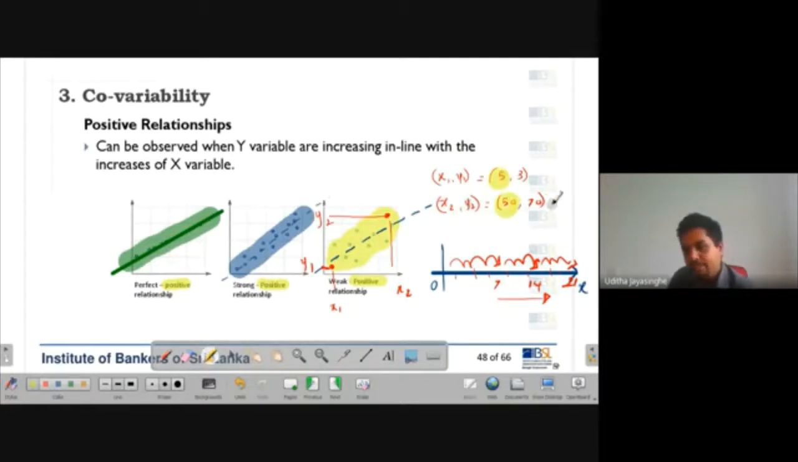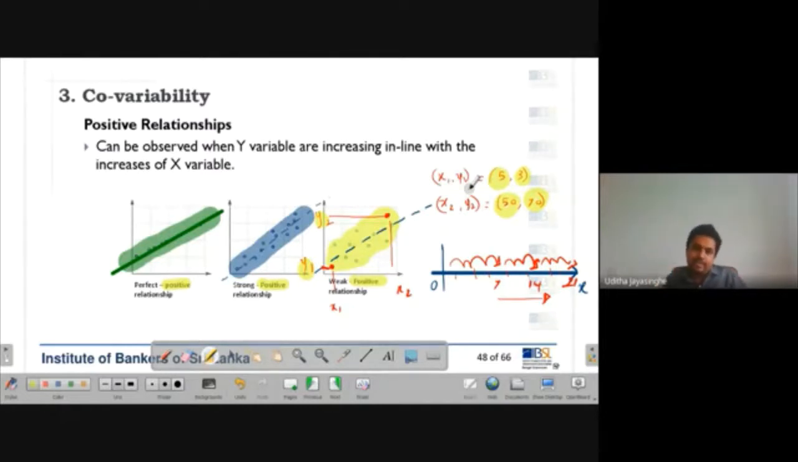What has happened to y? Y has also increased from 3 to 70. Y has also increased. So that's how you demarcate whether positivity can be noted. When x is increasing, if you can see your next values have also increased, then you can obviously call it a positive relationship.